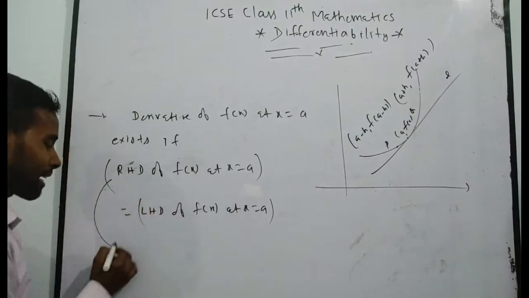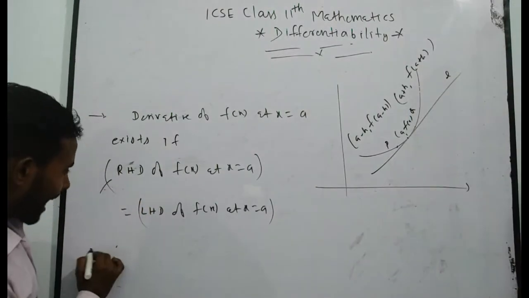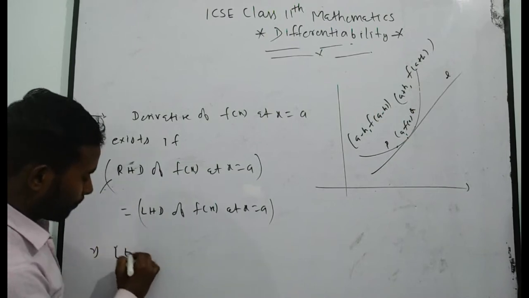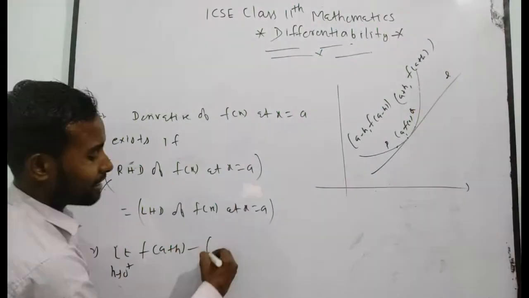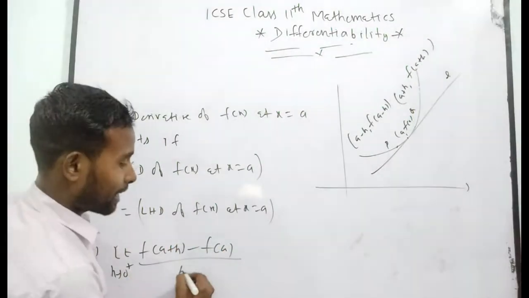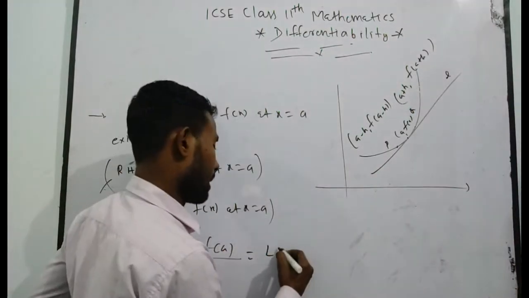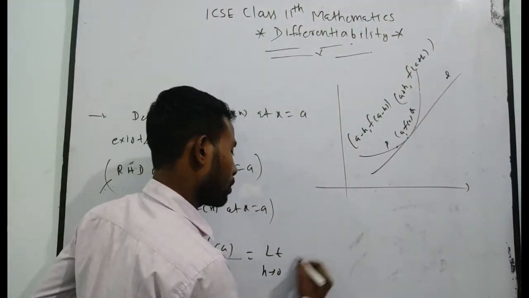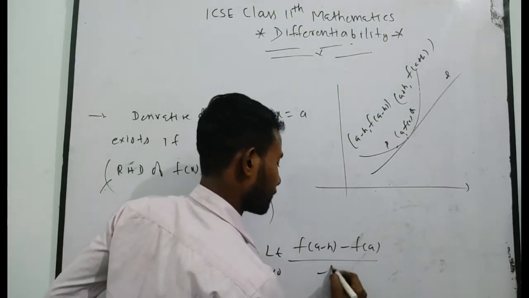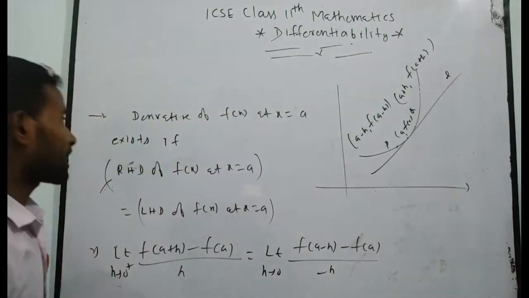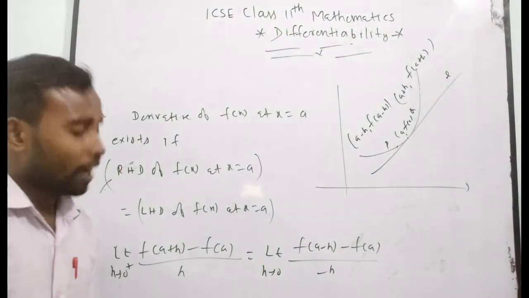Now I want to write the right hand derivative. What is the expression of the right hand derivative? The right hand derivative will be the limit as h tends to 0 from the right of f(a plus h) minus f(a) divided by h, and the left hand derivative of f(x) at x equal to a will be the limit as h tends to 0 of f(a minus h) minus f(a) divided by minus h. This is the expression of it.